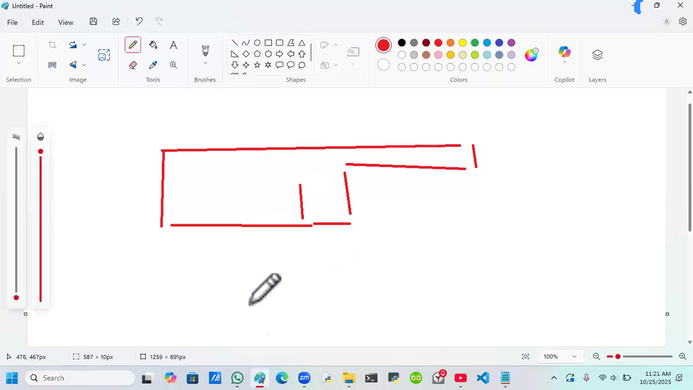Something like this. Okay, so what kind of question could be asked on this? How many shapes can you detach from this composite shape?